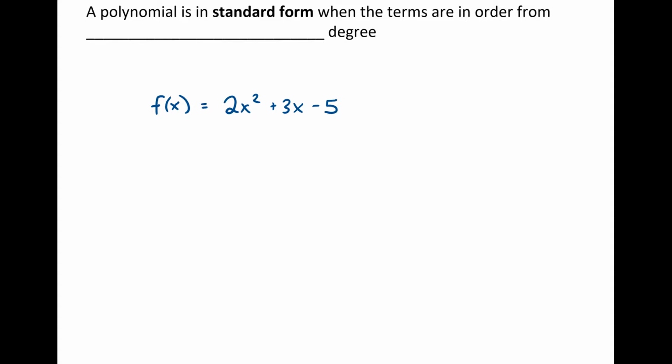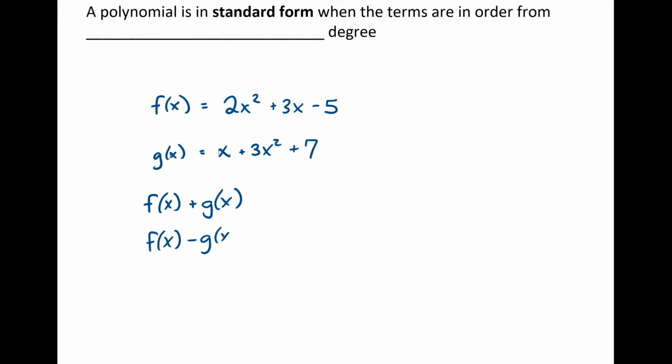And we're going to look at adding that with another polynomial. Maybe I could label it g of x, and I say that's x plus 3x squared plus 7. I write it that way because I'm going to emphasize something in a second. But we're going to look at adding those two, maybe subtracting. So that would be f of x plus g of x, so add those two polynomials. Or maybe I want to call it f of x minus g of x if I'm subtracting them.